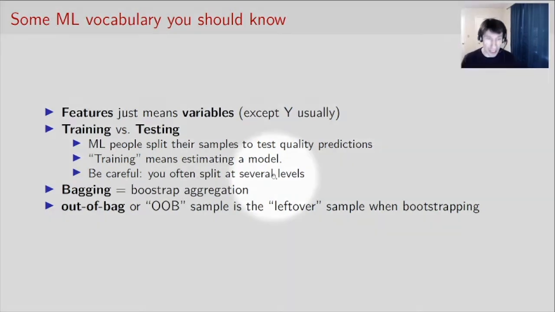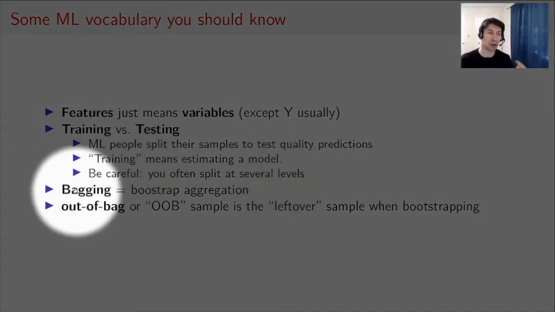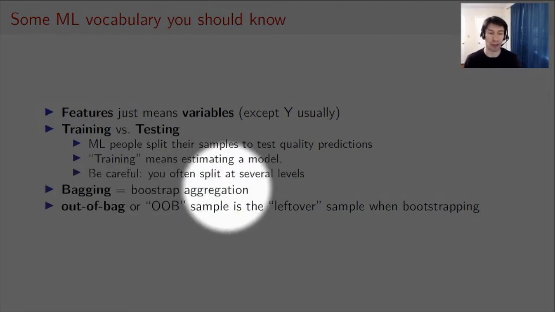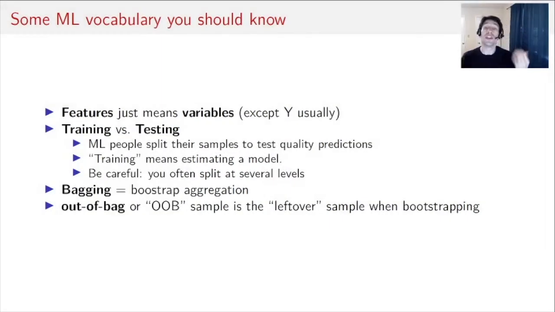Which brings us to the next word, the word bagging. So bagging just means bootstrap aggregation. So this just means you take bootstrapped samples of your original sample and you aggregate the results at the end. And every time you do that, you might test the performance of your model inside of the sample that is left over, that is outside of your bootstrap.